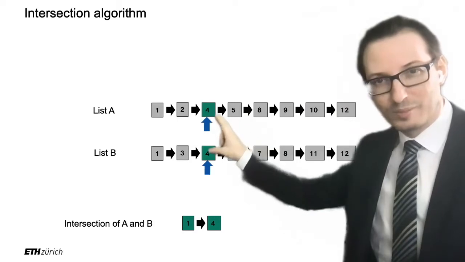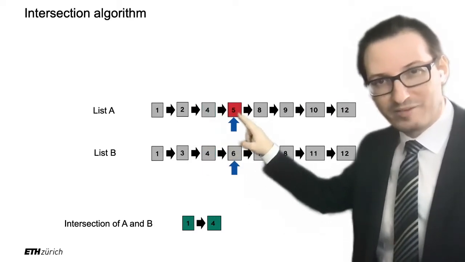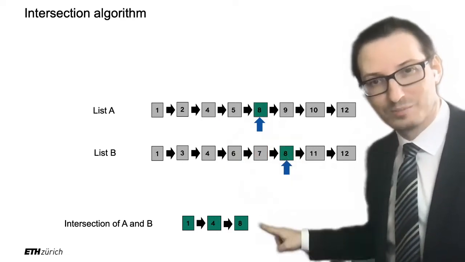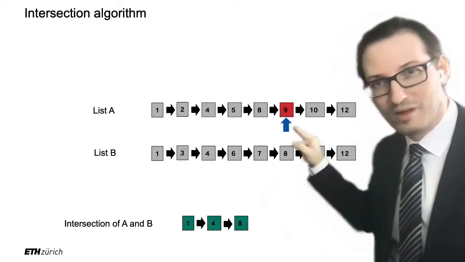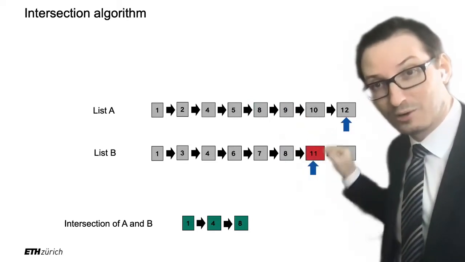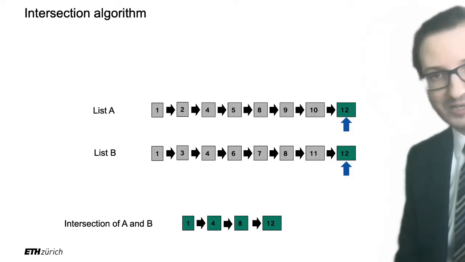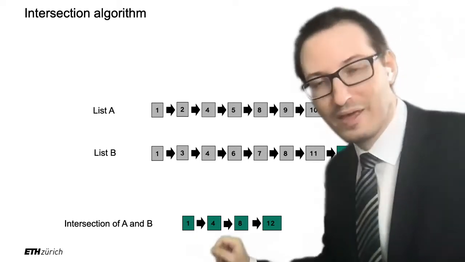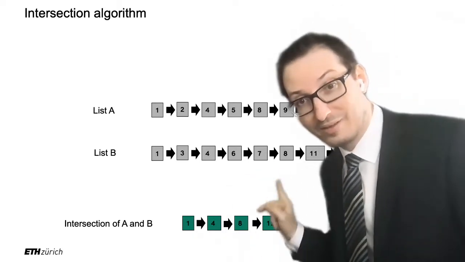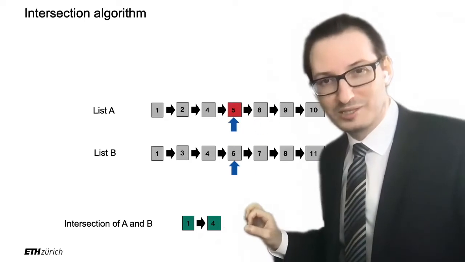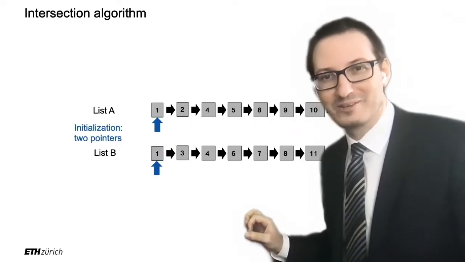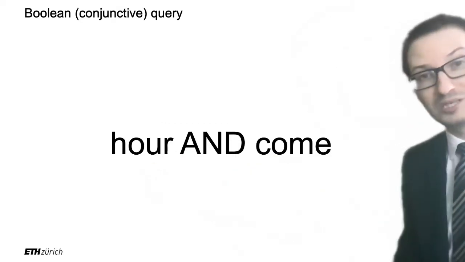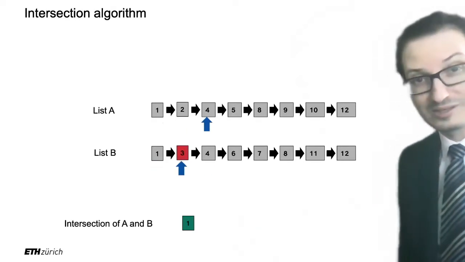So now we increment both because that was a success. Five is the lower one, we increase. Six is the lower one, seven is the lower one, eight and eight, bingo. We have it in the intersection, we increase both. Now the lower one is 9, the lower one is 10, the lower one is 11, oh, 12 and 12 in the intersection as well. All right, and then we reached the end. So this is the intersection. So we can say that documents 1, 4, 8, and 12 solve this query. They basically answer this query. So we have four documents that we computed from the intersection of these two posting lists like this.